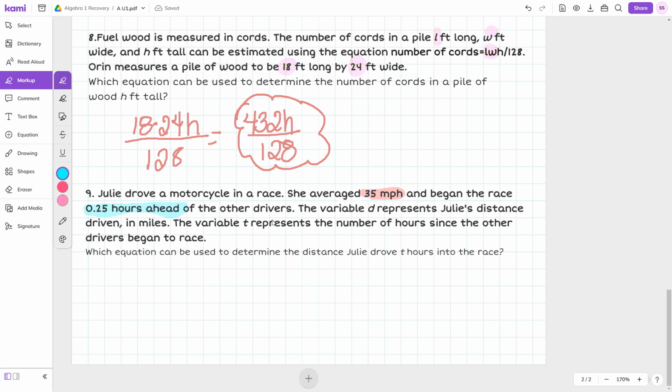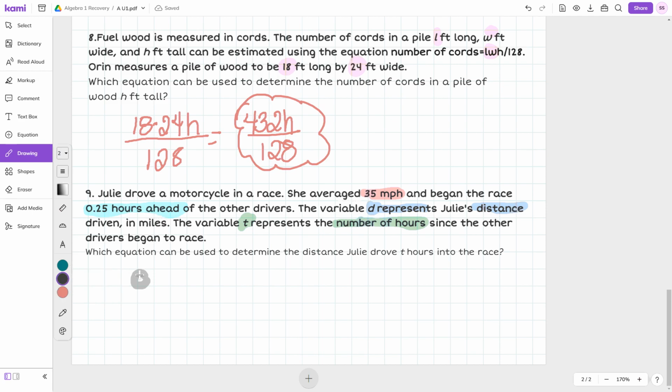Okay. Then I'm going to go ahead and I'll put my D represents the distance. And I color code everything too. And T represents the number of hours. Right? So remember, distance equals rate times time, right? Distance equals rate times time.